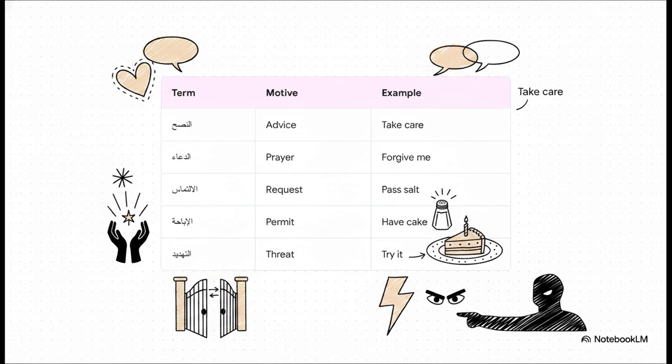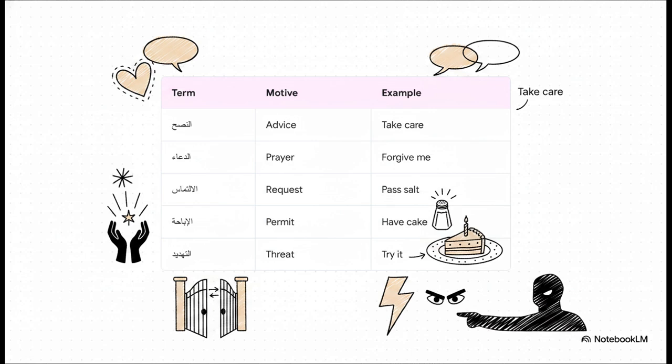Second is supplication. God, forgive me. You're using an imperative verb toward a higher power, which completely flips the dynamic, right? It's a plea, not an order. Third, the polite request, or alatimas. You're sitting with an equal at dinner and you say, pass me the salt, please. It's totally cooperative.